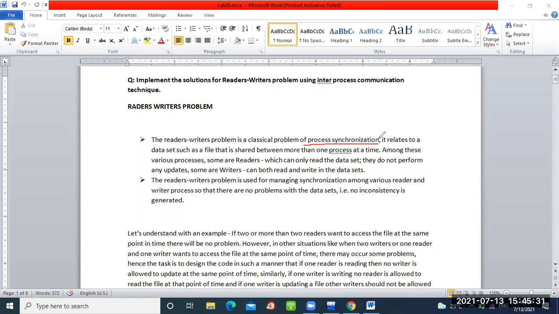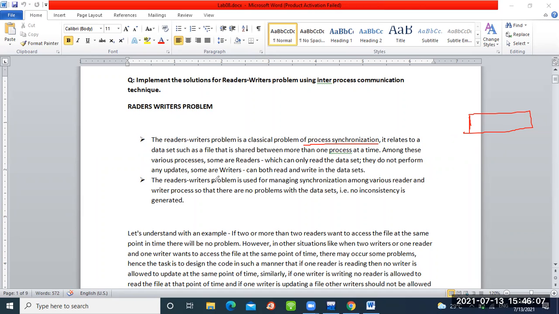Okay, so it relates to a data set such as a file that is shared between two or more processes at a time. So there is a file, or we can say data set, which is shared among the processes at the same time. Among these various processes, some are readers, which can only read the data set and do not perform any update, and some are writers that can perform both read and write operations.